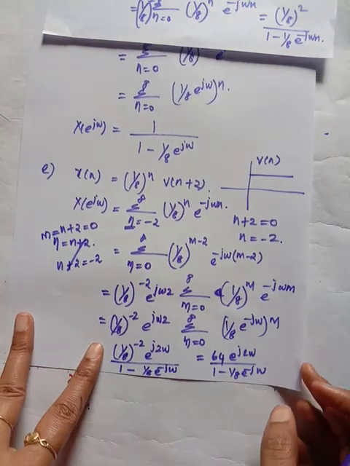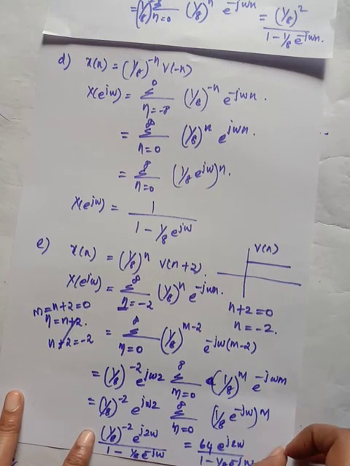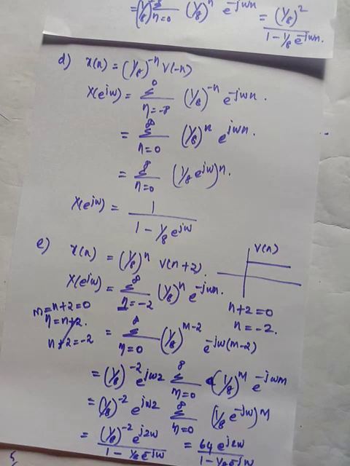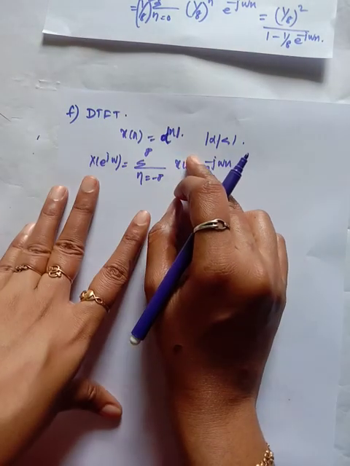So like this you need to do if they have given any signal, and we can find the DTFT for the resultant signal. Now consider this problem.